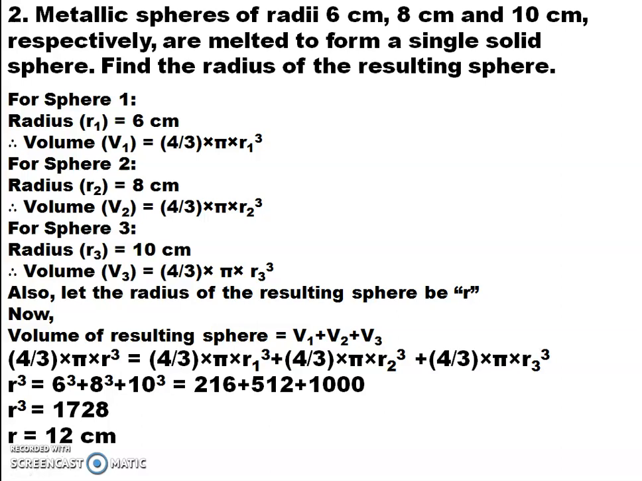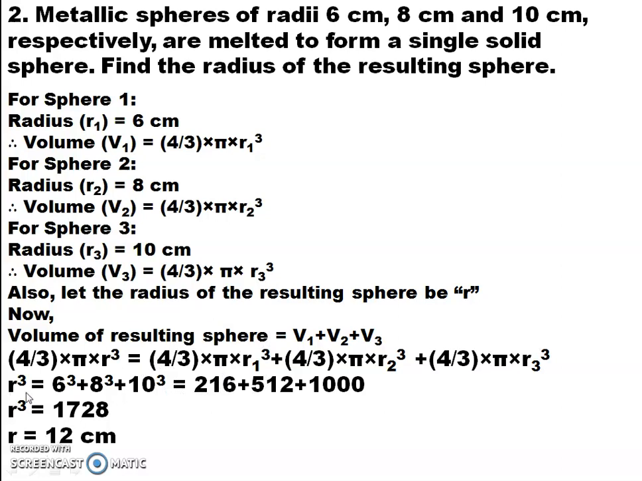Can you see 4 by 3 pi is common in all the terms, LHS and RHS. So you can cancel it. That's why I told you don't calculate it here. As you have 4 by 3 pi on the left hand side and on the right hand side, you will get it cancelled.